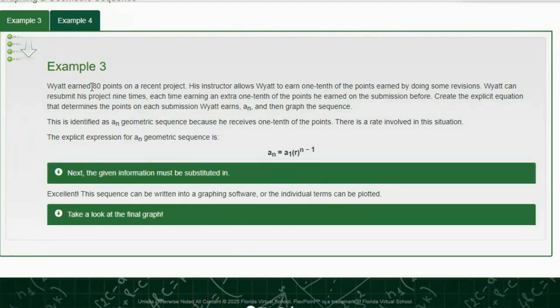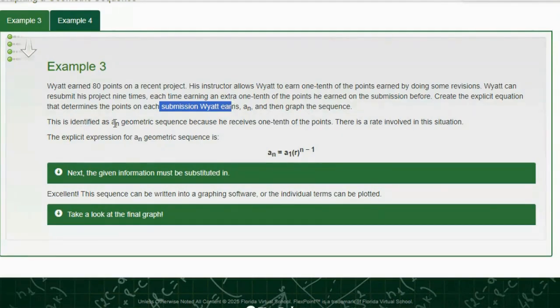So Wyatt earned 80 points on a recent project. His instructor allows him to earn 1/10 of the points earned by doing some revisions. So he can revise that and earn another 10th. And he can resubmit his project 9 times. Each time he can earn an extra 1/10 of the points that he earned on the submission before. So let's create an explicit equation that determines the points on each submission he earns and then graph it.